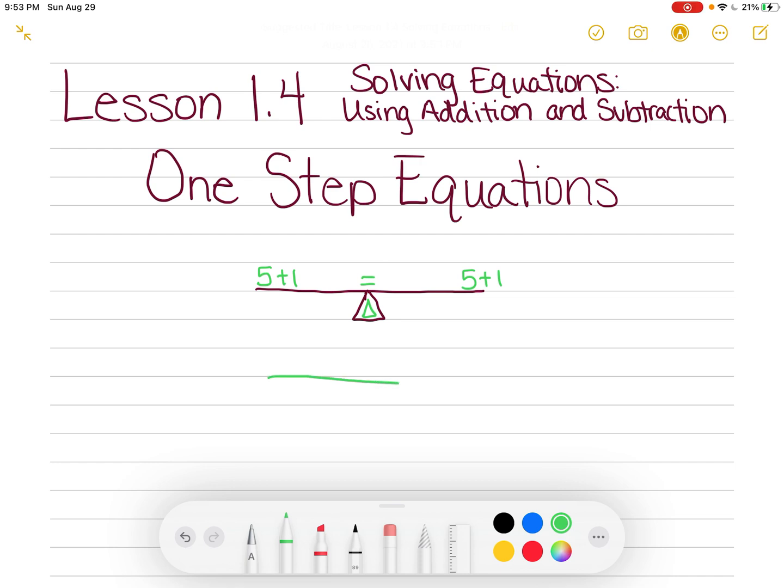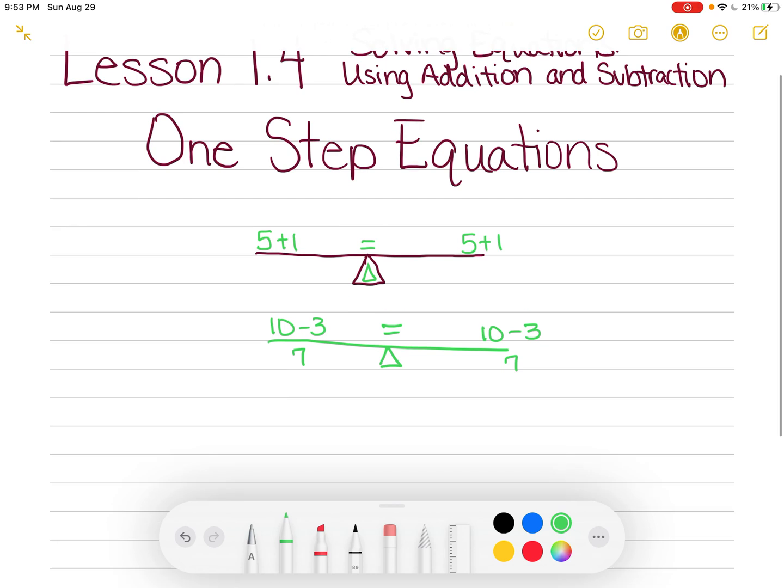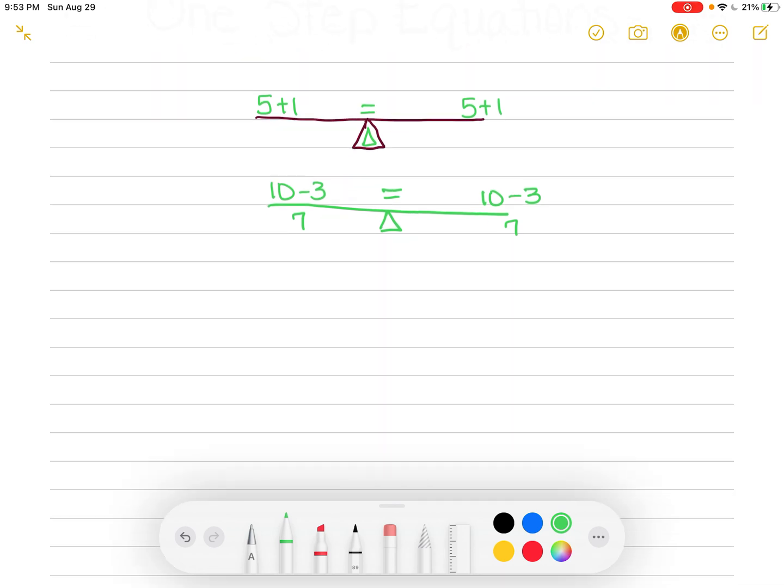So let's look at another one. If I have my balance beam here and I had 10 on this side and 10 on this side, and I take away 3 on this side, now that's 7, right? Then I have to take away 3 on this side also for it to stay balanced or stay equal. Okay, so that's what I want you to think about when you're thinking of equations: keeping both sides equal to each other. And that's why we're going to be talking about the property of equality. So let's write down this property.